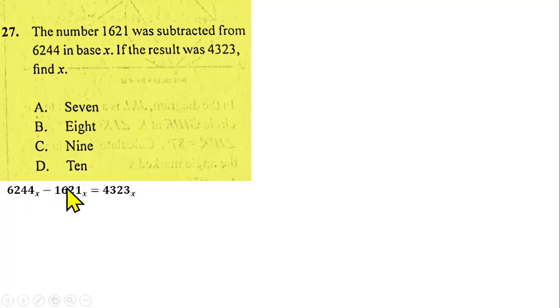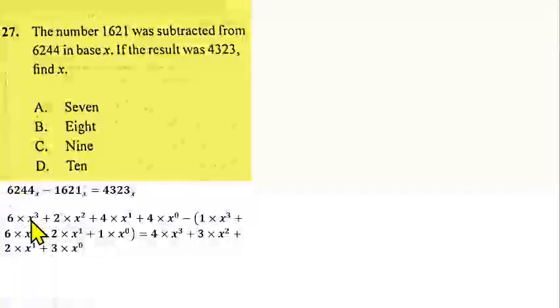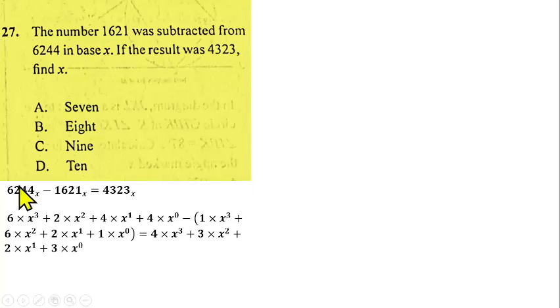So the first thing to do is to convert each of them to base 10. How do we convert from one base to base 10? By expanding. You have positions 0, 1, 2, 3. So if you now expand that based on the power and the base, you'll be having 6 times x raised to power 3 plus 2 times x raised to power 2 plus 4 times x raised to power 1, plus 4 times x raised to power 0, then minus open bracket. Why do we open bracket? Because the minus will affect everything we have here.